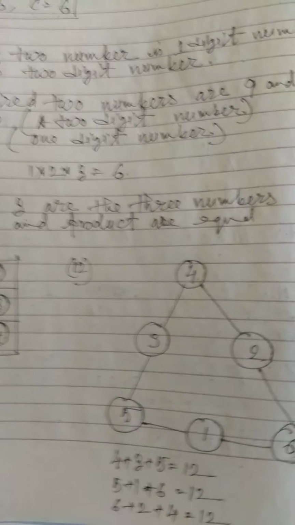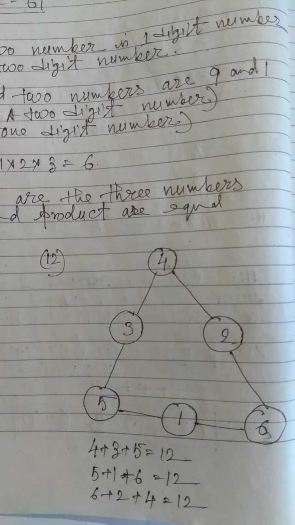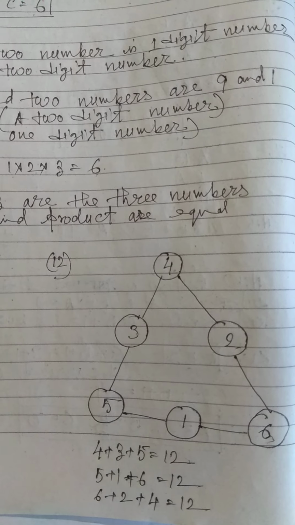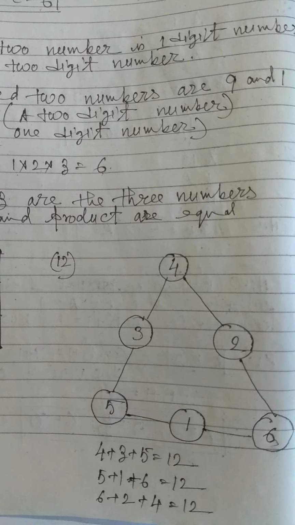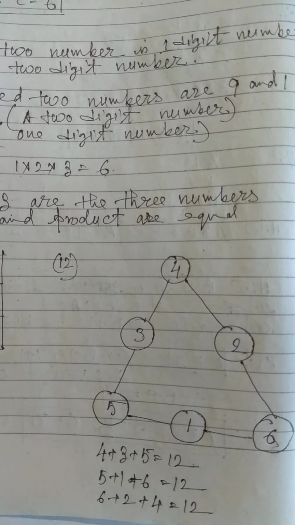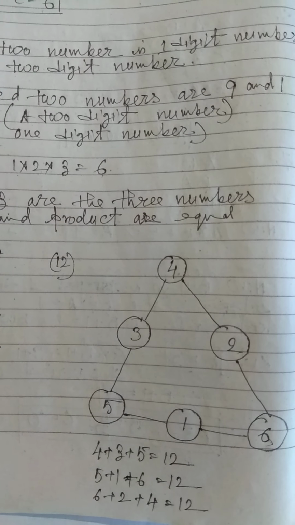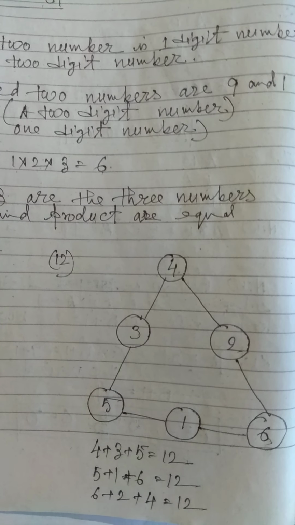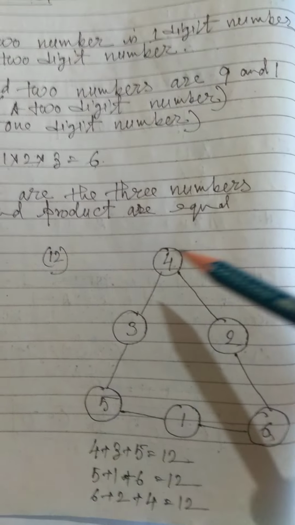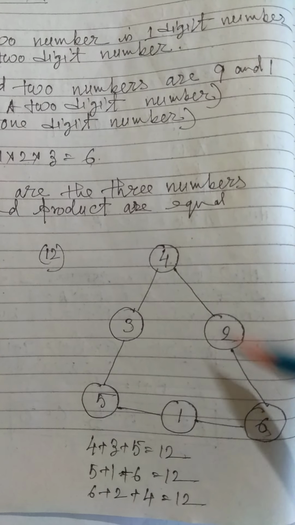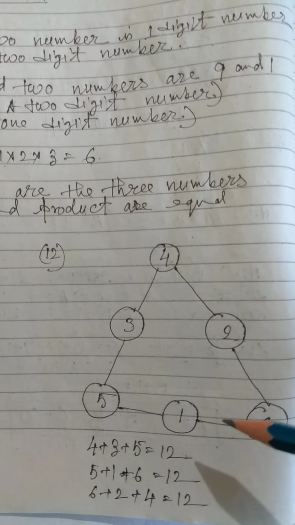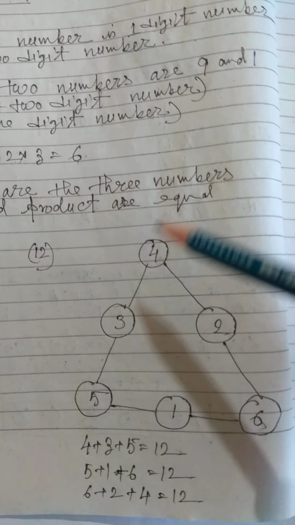Next, question number 12. Fill in the numbers from 1 to 6 without repetition, so that each side of the triangle adds up to 12. That means the sum of the numbers on each side is 12. So this is the pattern.